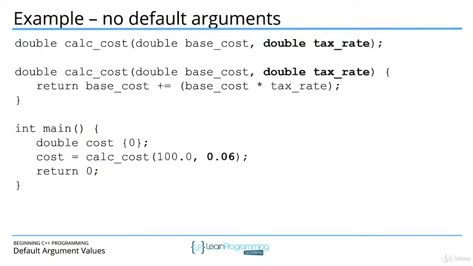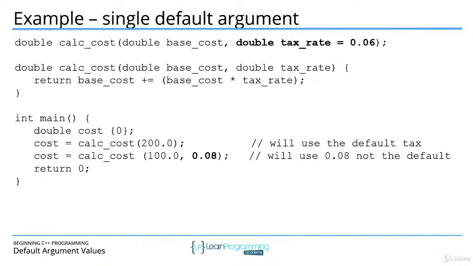The function is called calculateCost, and it expects the base cost of an item and the tax rate. The function calculates the tax amount, adds that to the base cost, and returns that value to the caller. In the main function, we're calling the function with 100.0 as the base cost and 0.06, or 6%, as the tax rate. In this case, 106.0 is returned from the function and assigned to cost. That's pretty easy. But if 98% of our customers will have a 6% tax rate, I'm forced to supply this every time I call the function. Why not let the compiler default the tax rate to 6% unless I tell it otherwise? Let's do that in the next slide.